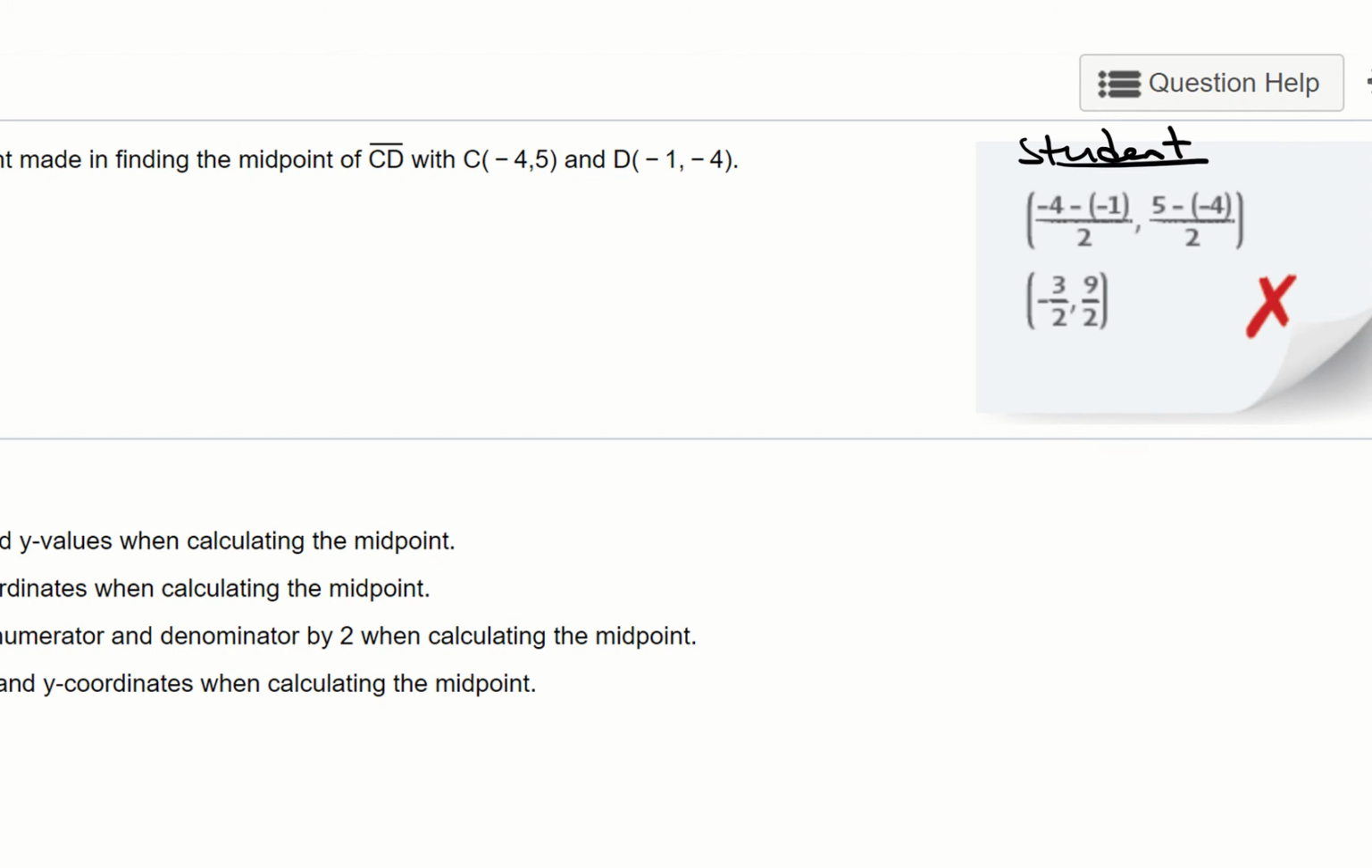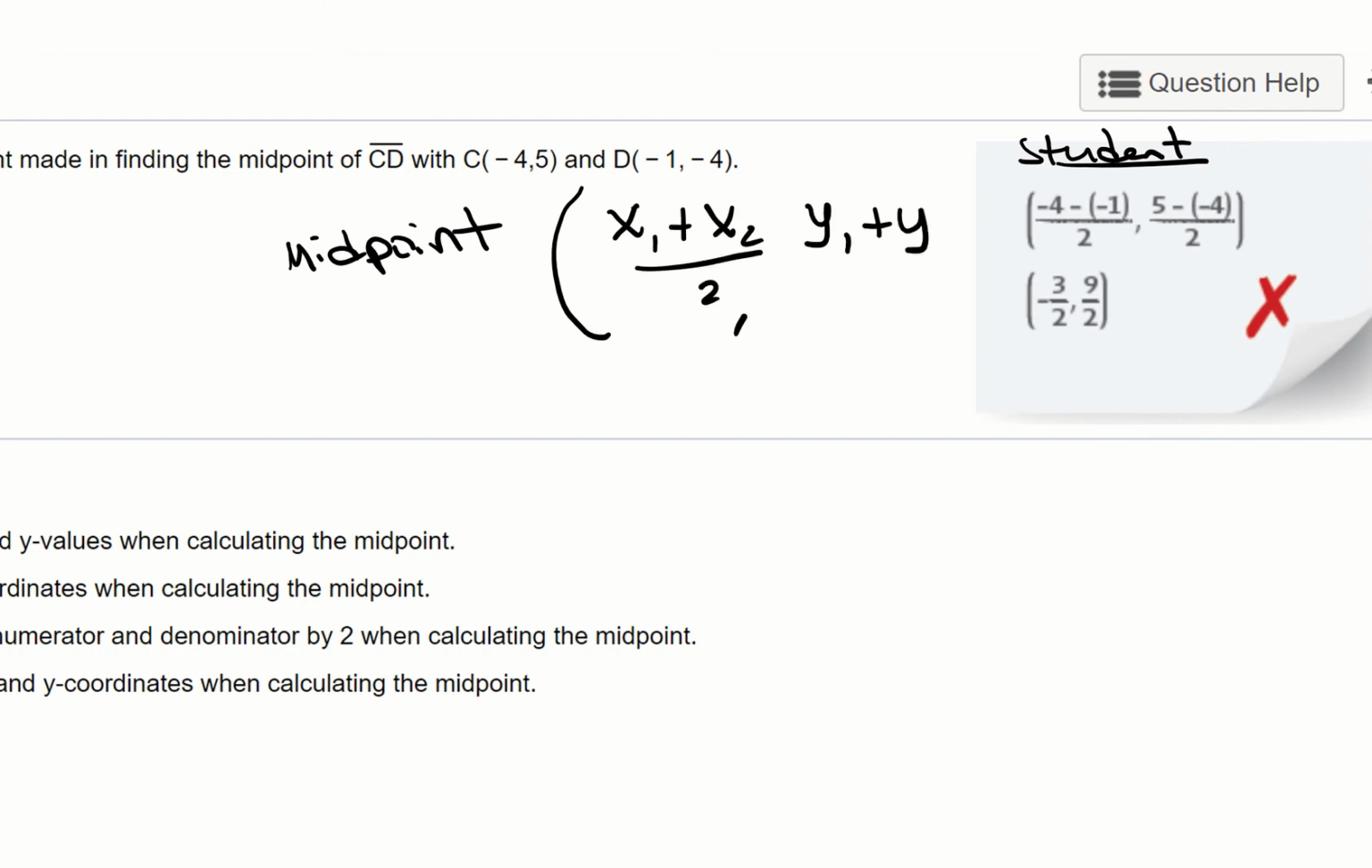Remember that to calculate the midpoint, the formula for the midpoint is you have to add the x coordinates together and divide by 2. Then you have to add the y coordinates together and divide that by 2.